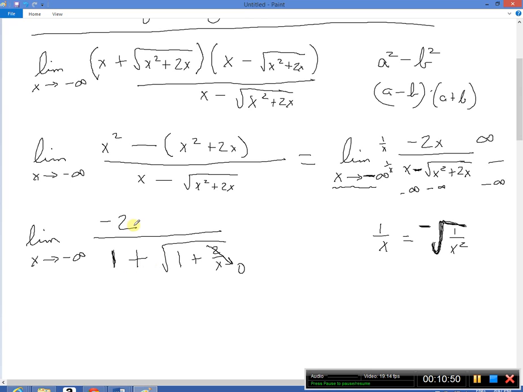The top is constantly negative 2. So the limit of this is negative 2 over 2, or negative 1. So as x goes to negative infinity, we have a horizontal asymptote of y equals negative 1.